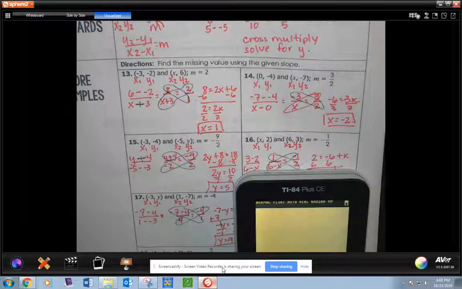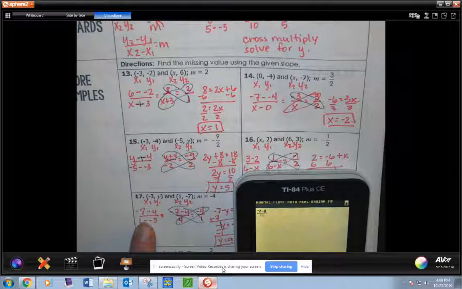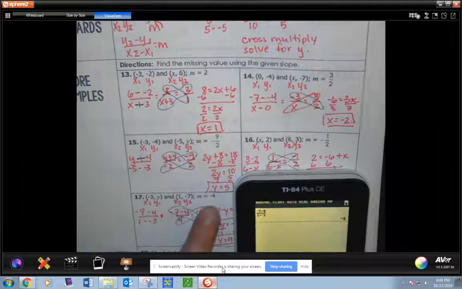To check it, alpha y equals, we're going to do negative 7 minus, and for y I got 9, 1 minus negative 3. I should get negative 4, which I did.